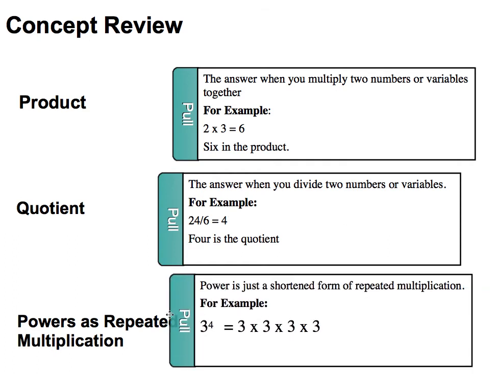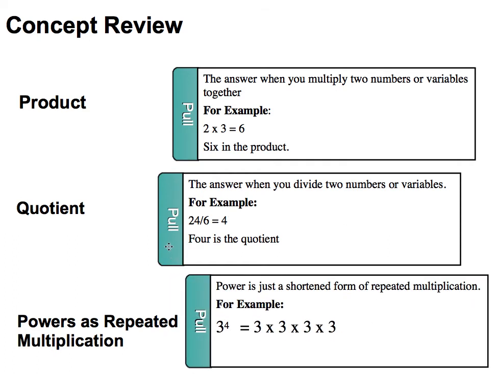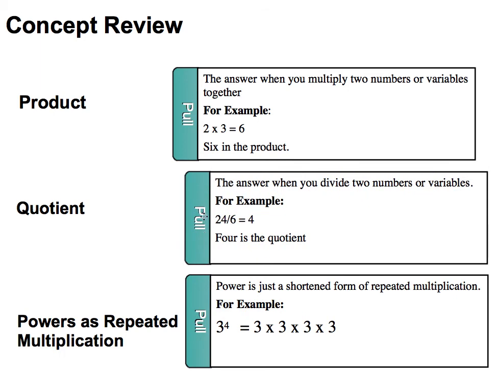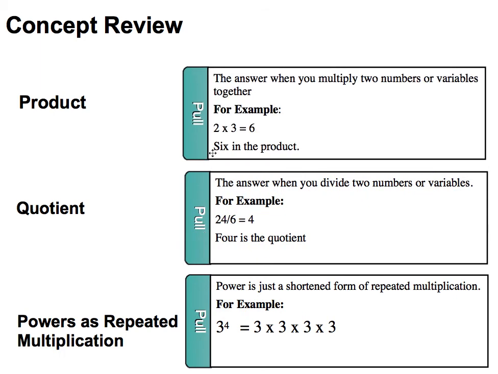This is a really important concept if you haven't figured it out yet, because it was all of lesson 1, and it is the basis to the entire unit, where a power is just a short way of writing repeated multiplication. So 3 to the power of 4, instead of writing 3 times 3 times 3 times 3, I can just write 3 to the power of 4. It means the same thing.